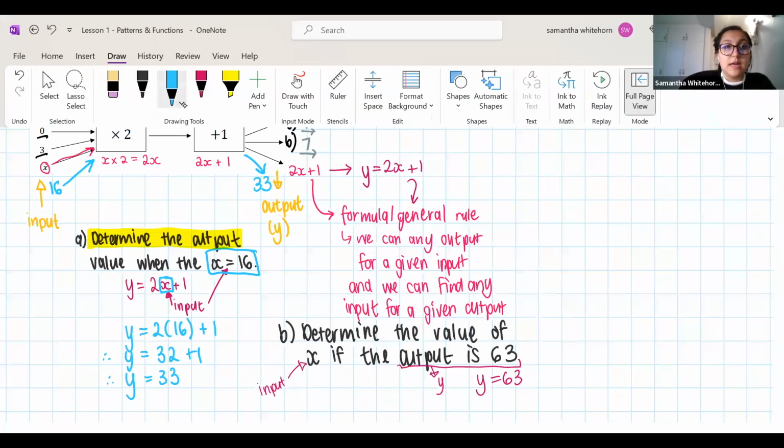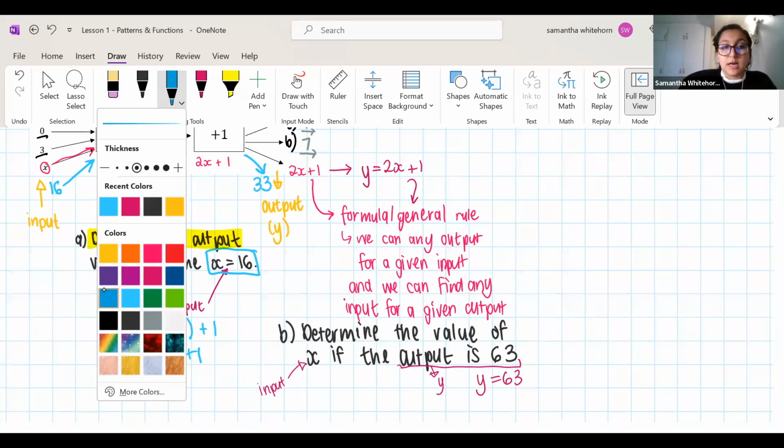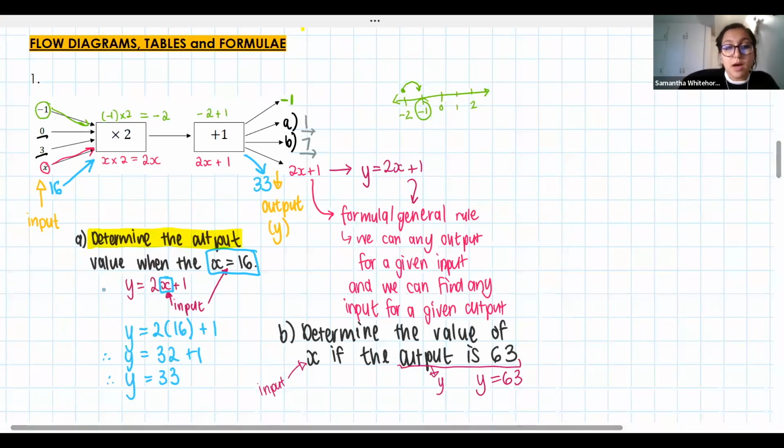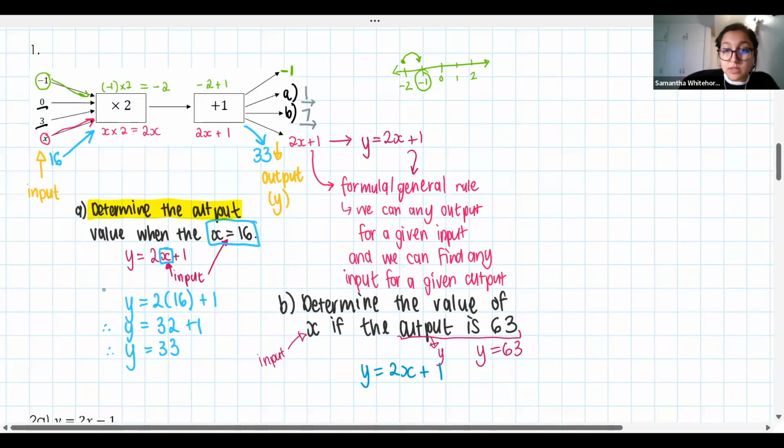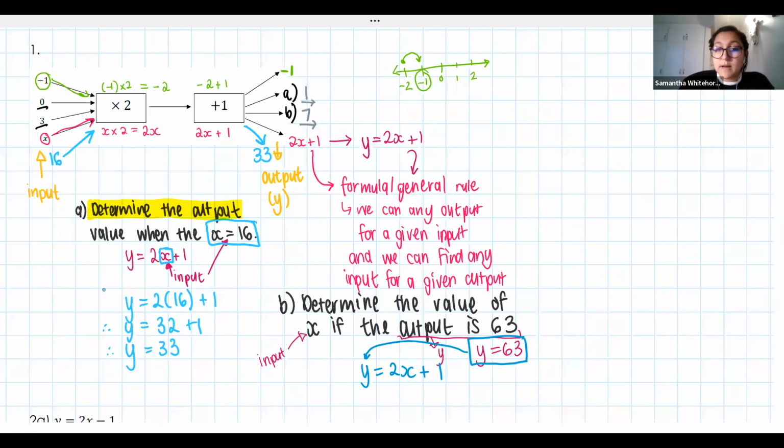So again, we can use our rule that we have worked out to determine this. Remember, our rule was y is equal to 2x plus 1. I'm telling you that y is equal to 63. So I'm going to take this value of 63 and substitute it into my equation. So 63 is equal to 2x plus 1. Now, guys, we haven't done solving equations yet, but you should remember solving equations from grade 7.